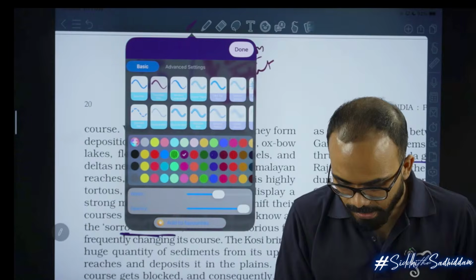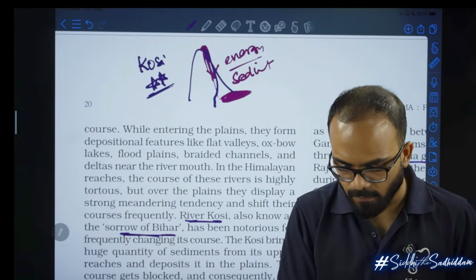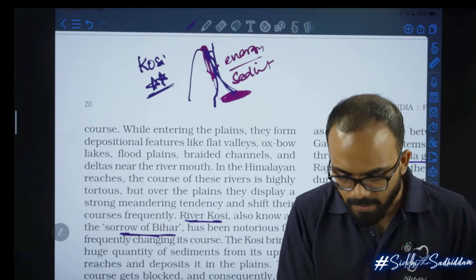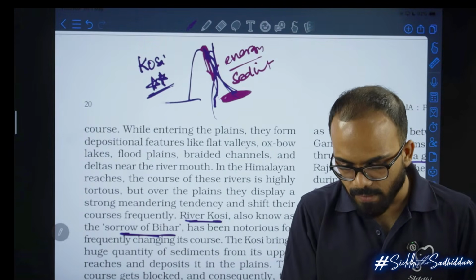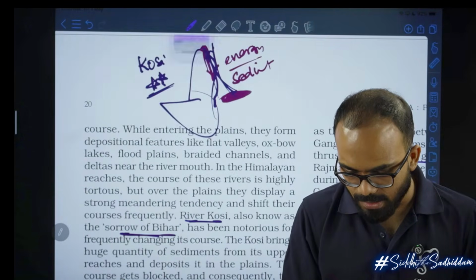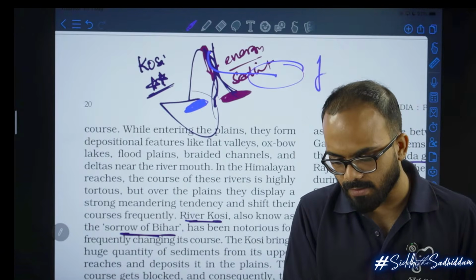So river Kosi brings in a lot of sediments, it deposits all these sediments at a point, and after a while it will change its direction. Earlier it was flowing like this. It deposited all the sediments. Now it will change its direction again and it will flood this entire region. Over a period of time, it will deposit all the sediments here in this region and it will take a new course and cause a flood in this region.